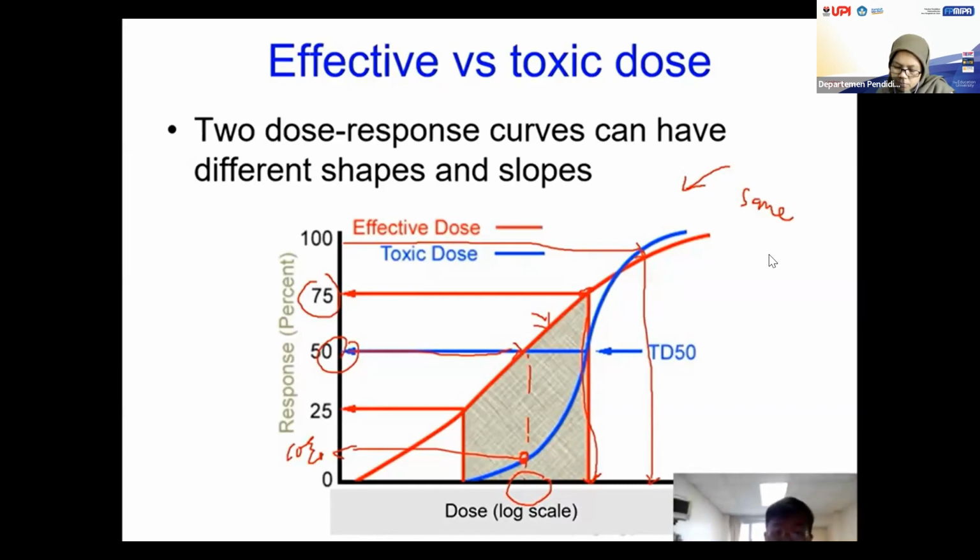Unless the toxic effect is not very critical, then still okay. You can still use it. Maybe the toxic effect is like migraine or constipation, something that is not so serious, and at least still okay. But if the toxic effect is like death, then this is not a very good drug, because to cure 75%, you actually have to have 50% of the population suffering the lethal effect.